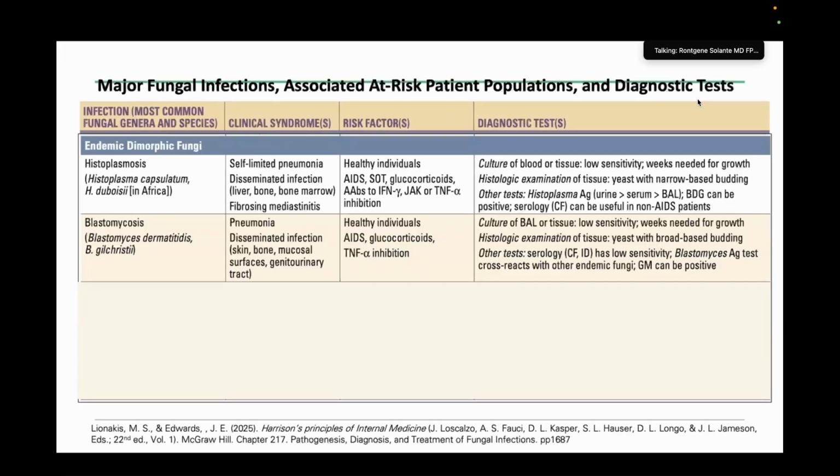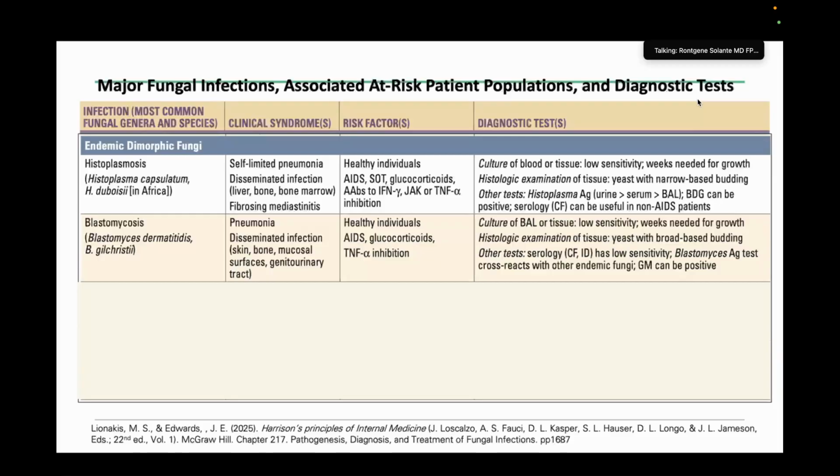Okay, so the most common species among this group is your Blastomyces dermatitidis. Now, let me elaborate here that most of these patients with blastomycosis usually present with a disseminated infection, okay? Either a disseminated infection involving the skin, the bone, the mucosal surfaces, including the genitourinary tract, but there are also patients who present with pneumonia, particularly healthy individuals, no, can present with pneumonia.